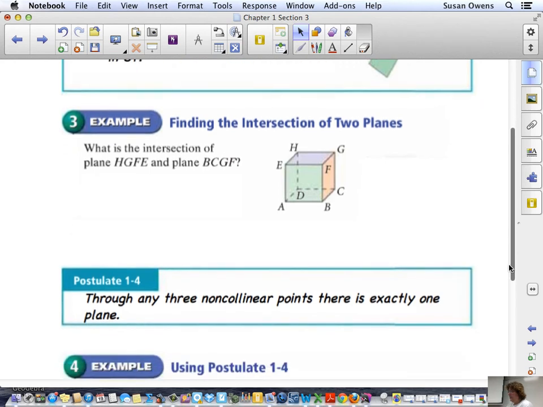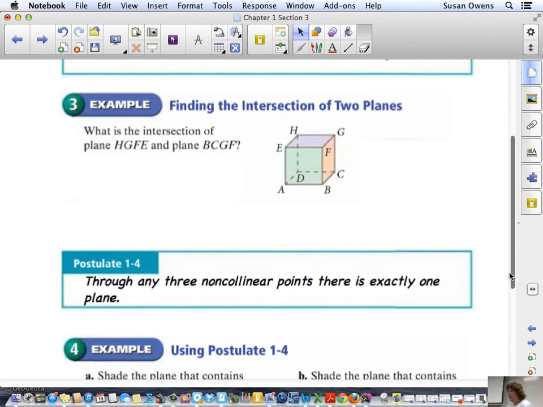Now we have an example. What is the intersection of plane HGFE and plane BCGF? HGFE is this top one, and BCGF is the side one. Now, the plane is not just the top of the box or the side of the box. Imagine it went forever and ever. The intersection of planes is always going to be a line. Make sure you label it as a line. That's the easiest way to get points taken off on the first quiz and test. So I'm going to say that these intersect at FG, and I'm going to make sure that I put the line symbol above it.